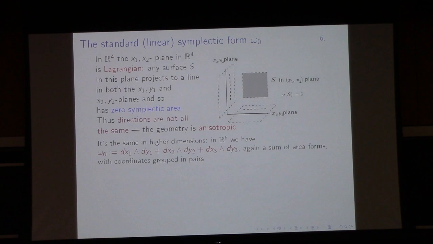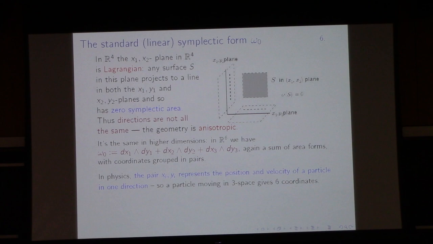And where does this structure come from? I want to say a little bit about it. It comes from physics. And in physics, you have your coordinates in groups, because you have the position coordinate and the corresponding momentum coordinate. You have the p's and q's. And what you're measuring is a measure in one direction. You have a p and a q, and you measure some measure of entanglement of those two things, how much you have in that direction. Add them up. So that's where this structure comes from.